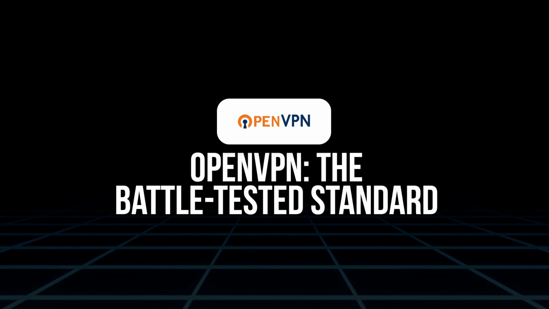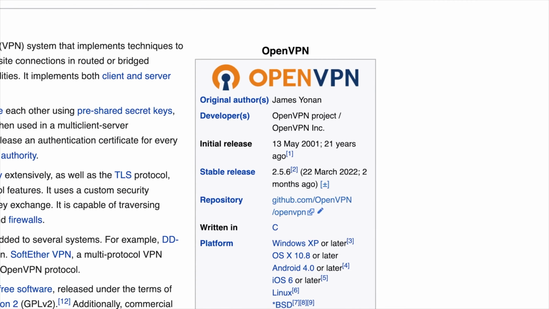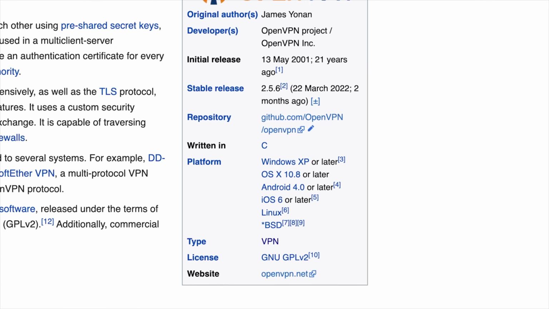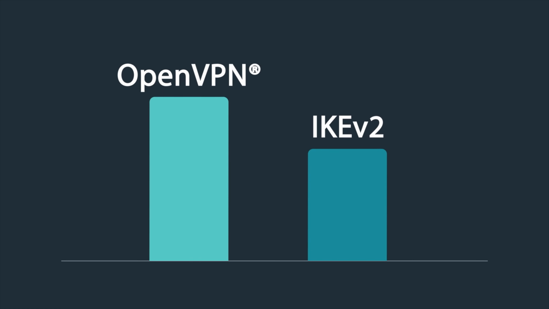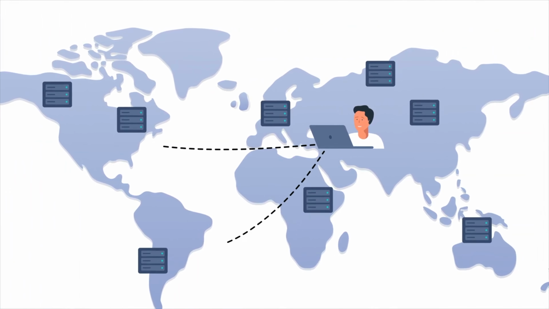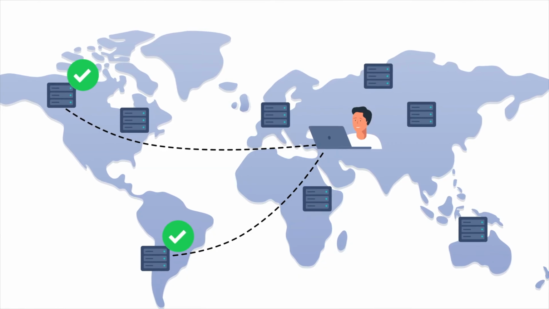OpenVPN, the battle-tested standard. OpenVPN has been around for 20-plus years and is considered one of the most secure protocols out there. It's also open source, which means anyone can inspect the code. Why people love it: proven track record. It's been stress tested in all kinds of situations. Very secure when configured properly. Works on almost every operating system and router. It's also open source, which means full transparency.